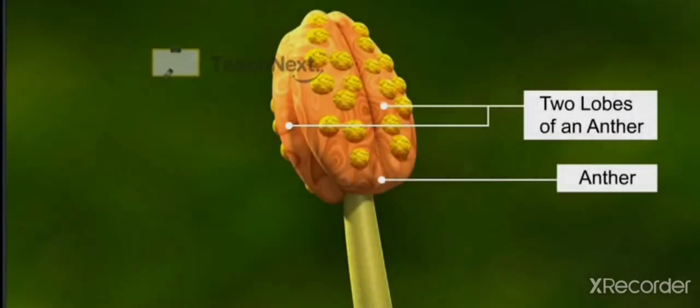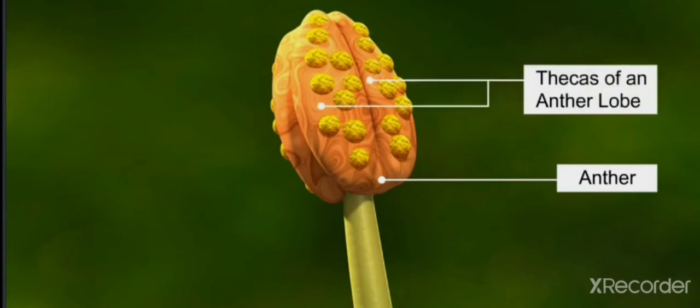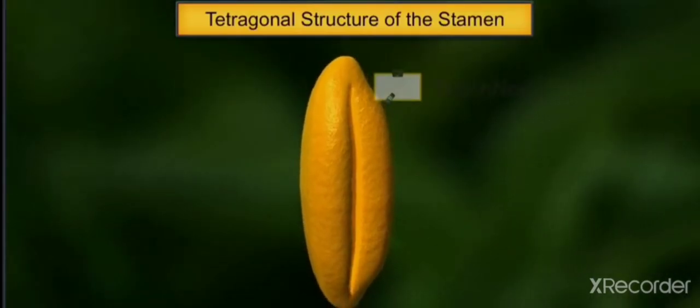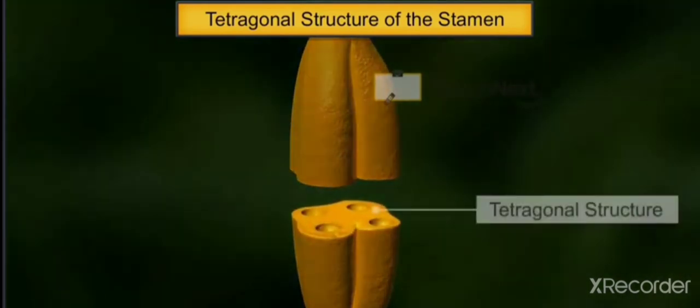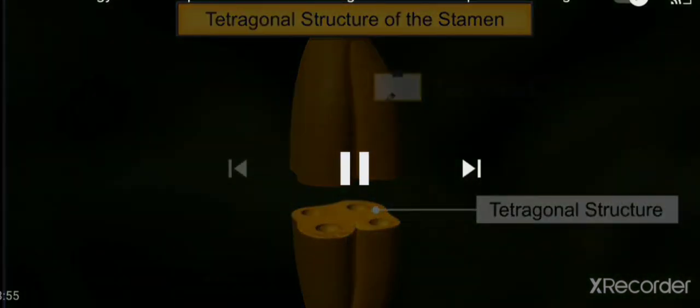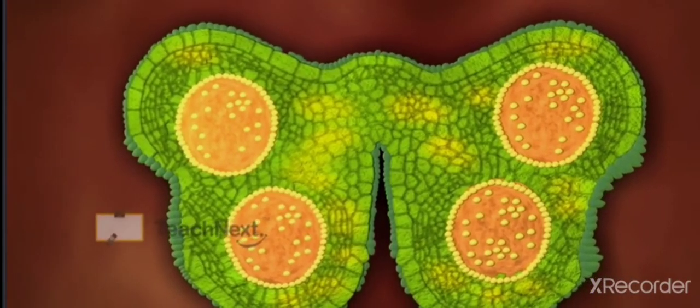So here you can see the structure of an anther. An anther has 2 lobes, isn't it? An anther has 2 lobes, so we call it bilobed, and each lobe has 2 theca in it, and we call it dithecous. See here you can see the anther has a 4-sided structure, isn't it? So we call it tetragonal.